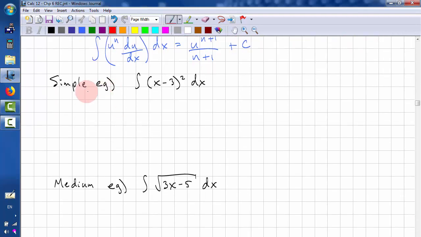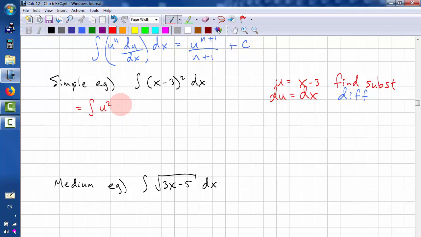First example, this is what we call simple. We have the integral of x minus 3 all squared dx. So you just try something. U equals x minus 3. So find substitution. Then we take the derivative of this. Du equals dx. So we differentiate. So this equals the integral of u squared du.